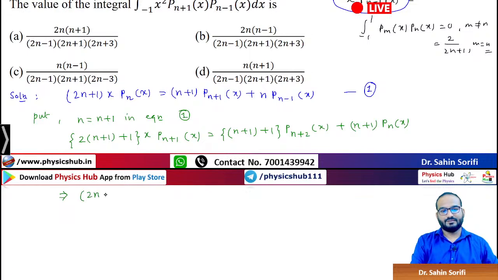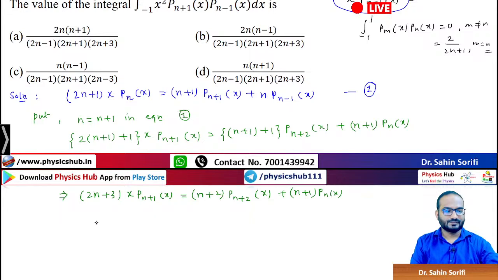So this is 2n plus 3 x Pn(x) plus 1. This is n plus 2 P(n+2), n plus 1 P(n) of x. So what you require? x times Pn(x).